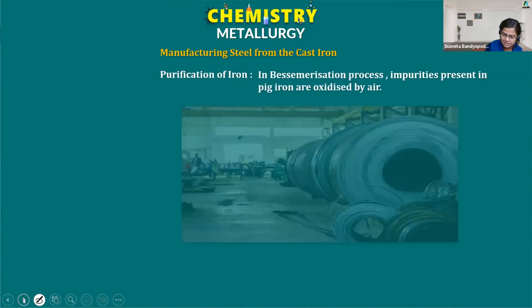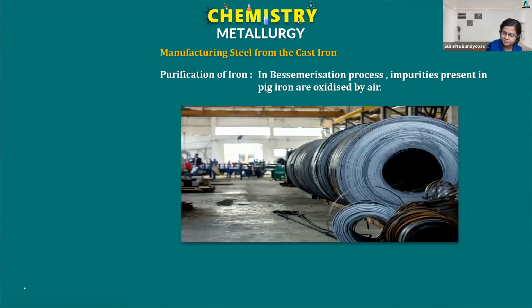Anything you can always ask. So here, manufacturing steel from cast iron. So how was cast iron produced? Pig iron plus scrap iron was taken together, heated so that it melts. Coke added, blast of hot air passed. Here, in bessemerization, what happens is pig iron, which is the most impure form of iron, contains a lot of impurities associated with it. It is oxidized by air.